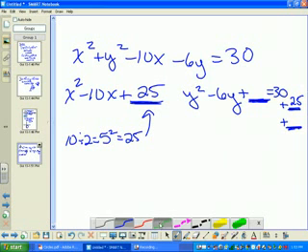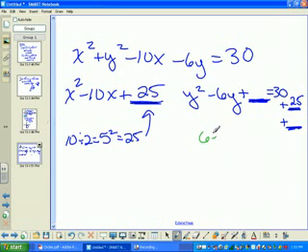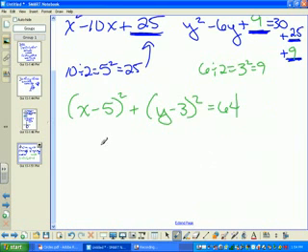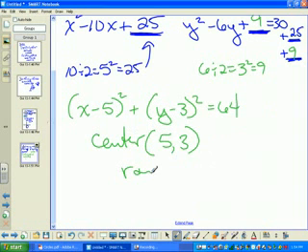What about for this one? Because 6 divided by 2 is going to give me 3. Square it makes 9. So 9 is going to go in that blank. Yes? Simplify. First one will factor into x minus 5 squared. Then the next one's going to factor into y minus 3 squared. And then we've got 30 plus 25 plus 9. So what is the center? 5, 3. And what's our radius?